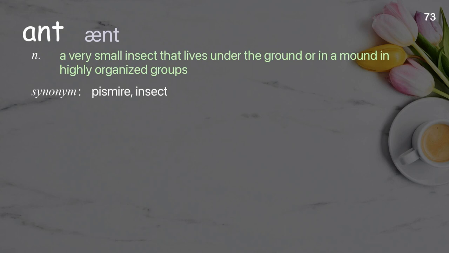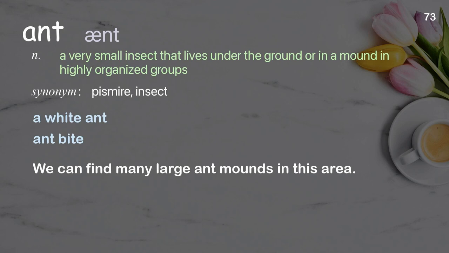Ant. A very small insect that lives under the ground or in a mound in highly organized groups. Examples. A white ant. Ant bite. We can find many large ant mounds in this area.